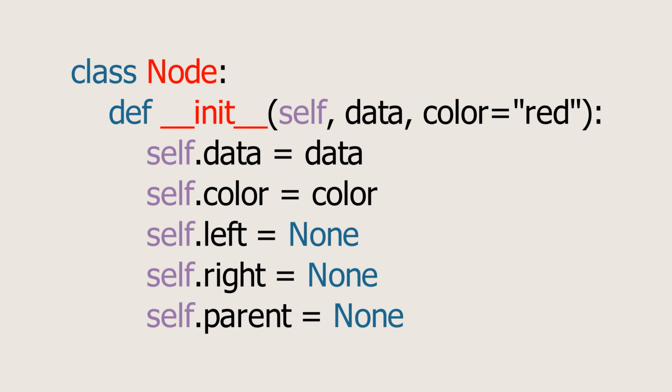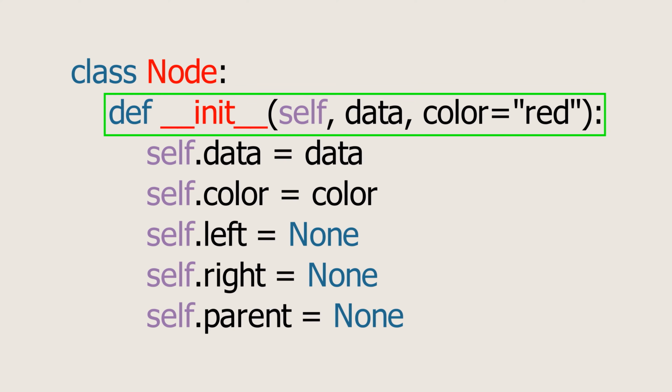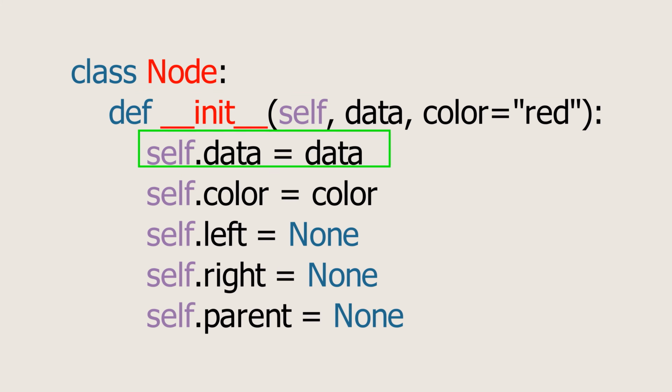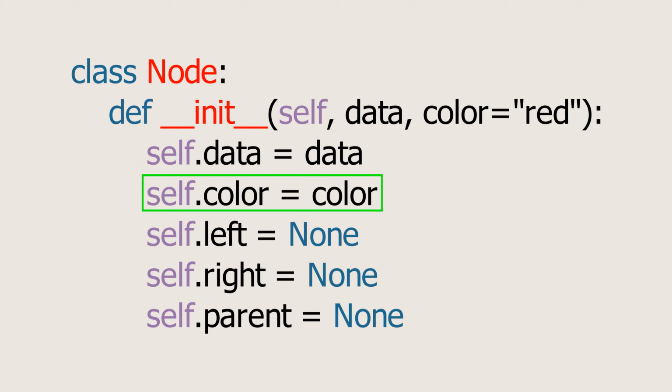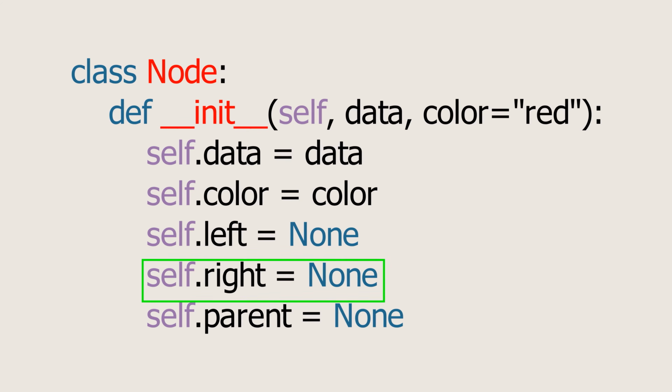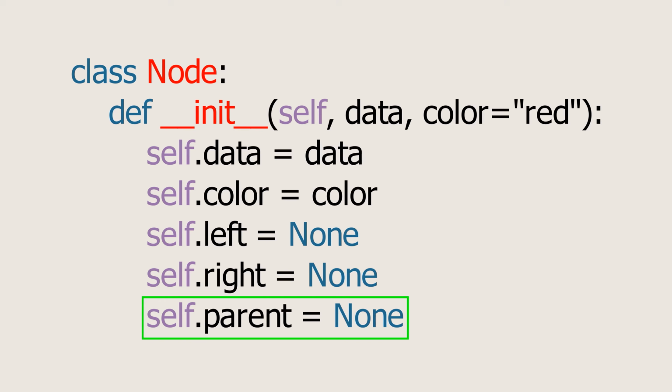Now, let's take a look at the code for the node class. We will begin by defining the class Node, which will accept the data and color of the node as input parameters. The color will be set to red by default. In the init method, we initialize the data attribute with the provided value and set the color attribute to red, unless specified otherwise. Additionally, we will define left, right, and parent attributes, all of which are initialized to None. This structure allows us to easily navigate and manage the relationships between nodes in the red-black tree.